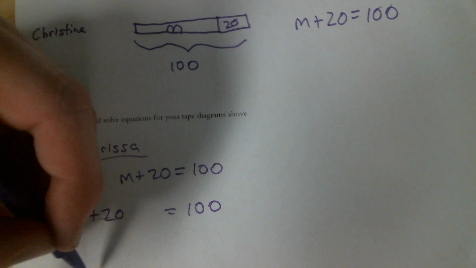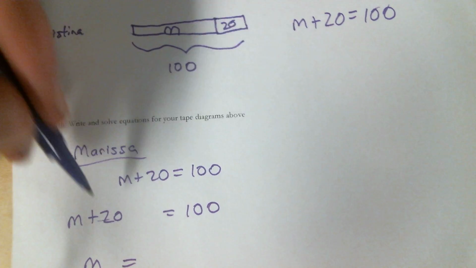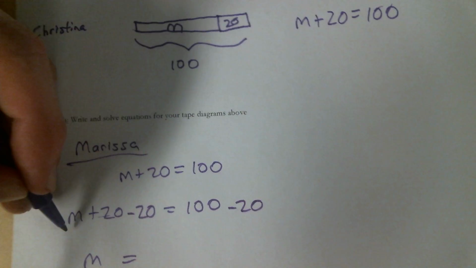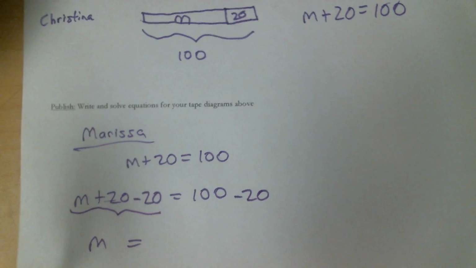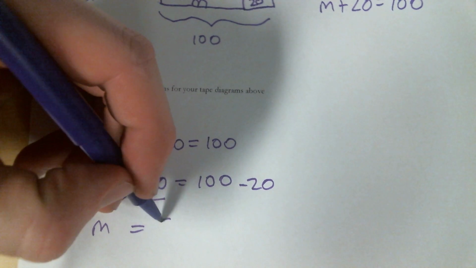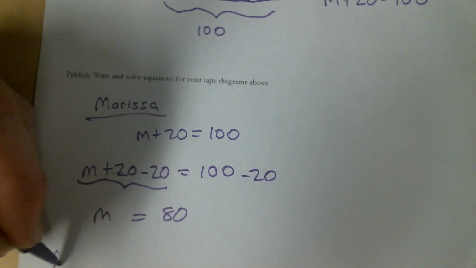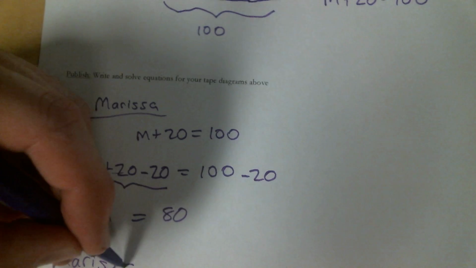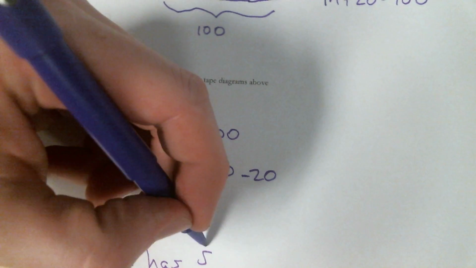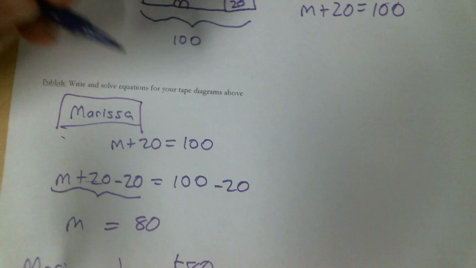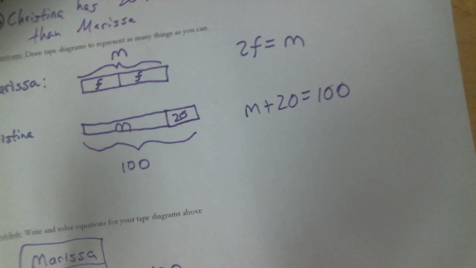So how do I make this equal to just M? Well, what would I need to do? I would need to take 20 away from both sides. So this stuff right here equals just M. 100 take away 20 gives me 80. So Marissa has $80. Now we could solve with an equation here for Frank, but we also know something else, right?